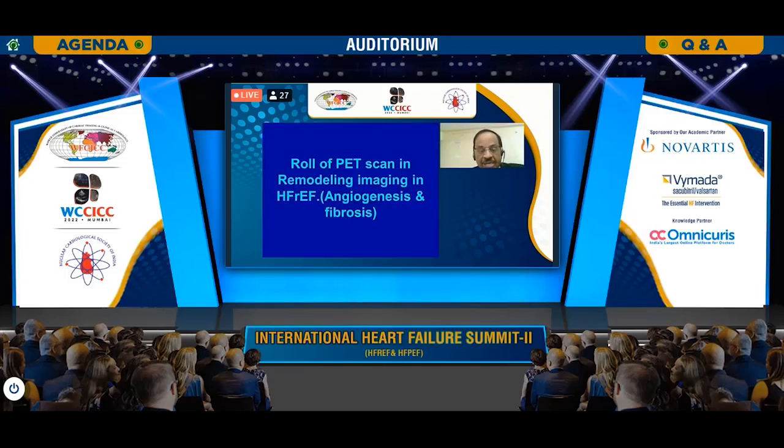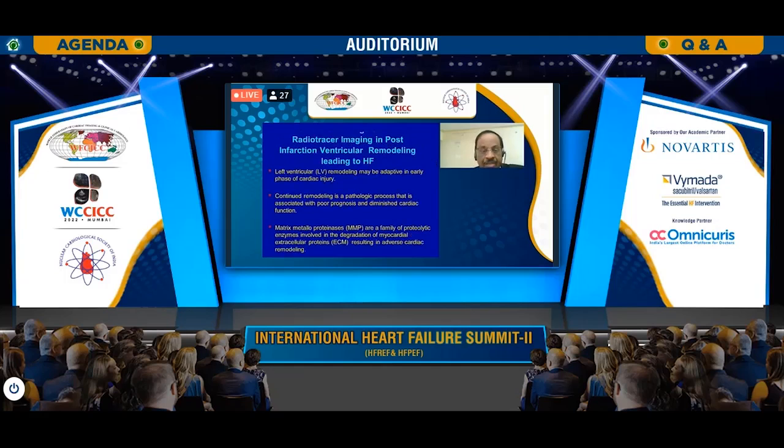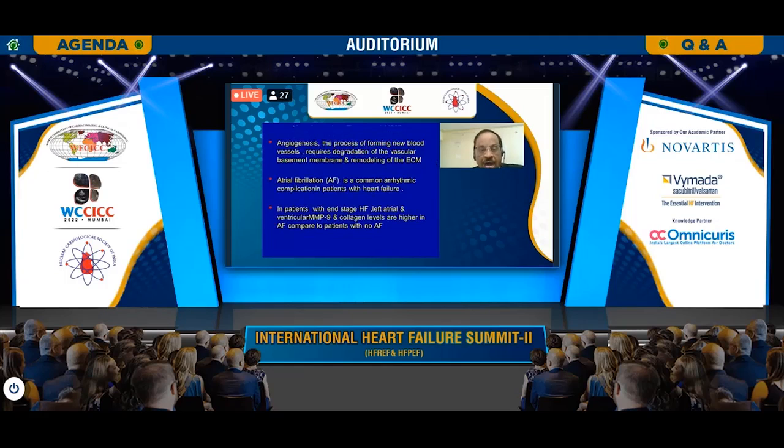So, role of PET scan in remodeling in HFrEF. Remodeling may be adaptive in the early phase of cardiac injury. Continued remodeling is a pathological process. Matrix metalloproteinases, MMP, are a family of proteolytic enzymes involved in the degradation of myocardial extracellular proteins in adverse remodeling. So left ventricular remodeling may be adaptive. Atrial fibrillation is a common arrhythmic complication in patients with heart failure. In patients with end-stage heart failure, left atrial and ventricular MMP and collagen levels are higher in atrial fibrillation compared to patients with no atrial fibrillation.